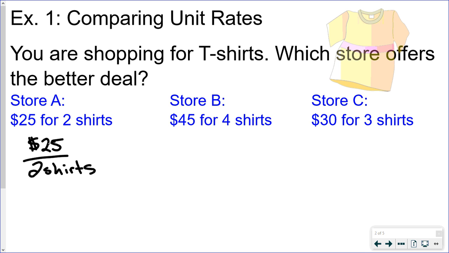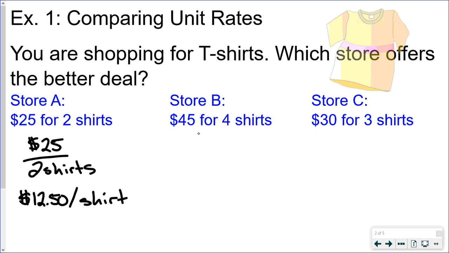To change that into a unit rate, remember, in a unit rate the denominator is 1. All we have to do is divide these. So just do 25 divided by 2. What you get is that the unit rate is $12.50 per shirt. I didn't put the 1 here, but it's per 1 shirt. So again, in a unit rate, the denominator is 1.